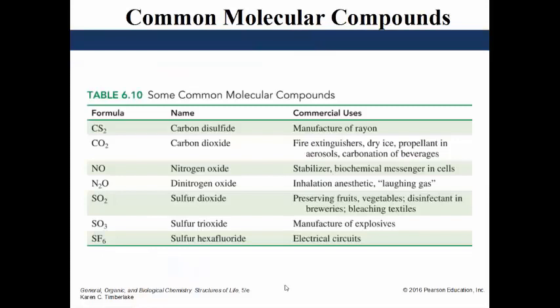Right, here are some common formulas and names for molecular compounds. CS2, carbon, that's the first nonmetal in the name. Carbon disulfide, because there's 2. CO2, we just talked about, carbon dioxide. NO, nitrogen oxide. N2O, dinitrogen oxide, there are 2 nitrogens. SO2, sulfur dioxide. SO3, sulfur trioxide, because there are 3 oxygens. And SF6, sulfur hexafluoride. Hexa means 6. Think of hexa like a hexagon, which has 6 different sides.